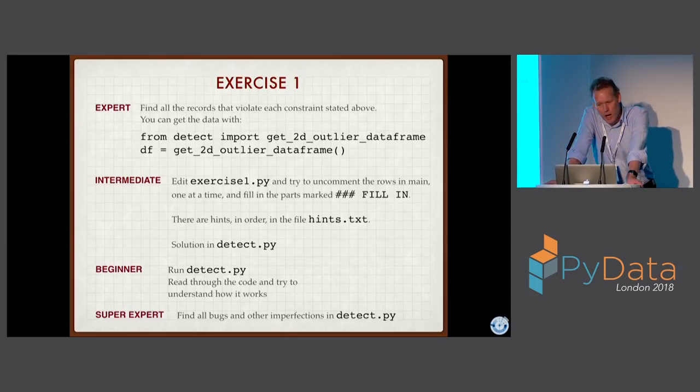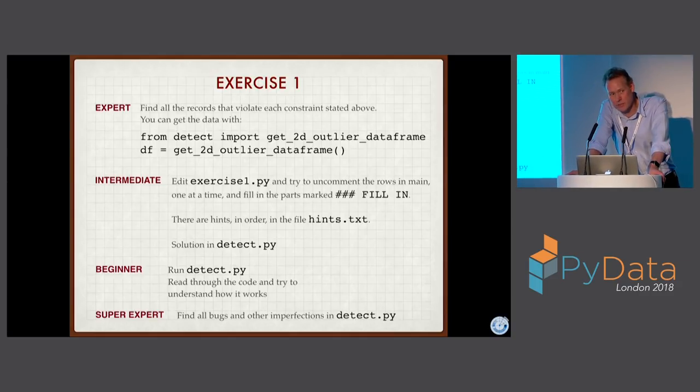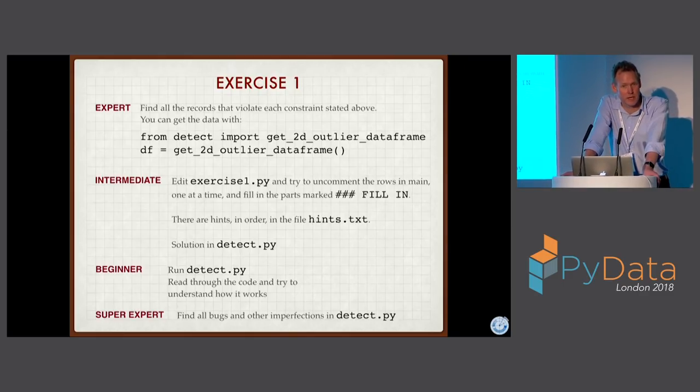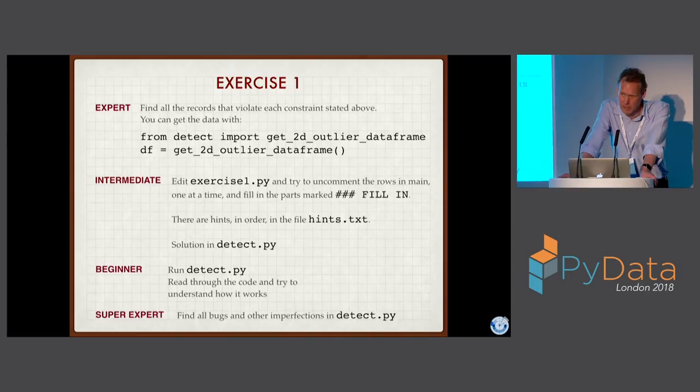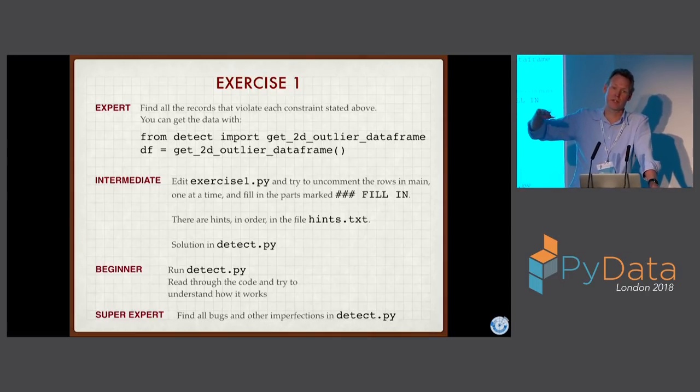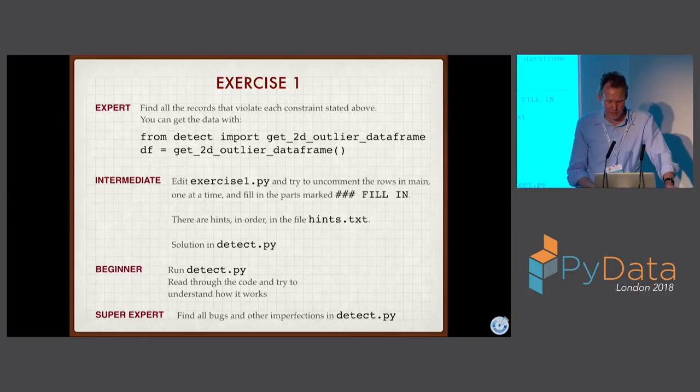If you are reasonably experienced with Python and have done a little bit with pandas but are not super confident about it, then instead start editing exercise1.py, where there are templates for doing each of the four or five bits of this. There are little things saying fill in at various points where you can put in the actual detection functionality for the different kinds of data. There is also a file called hints.txt that has helpful little hints for the various kinds of detection. There are some commented out lines at the end calling the things in sequence. If you uncomment the first one, it will fail to run because there's a fill-in. You fill in the fill-in bit and it should detect stuff for you.